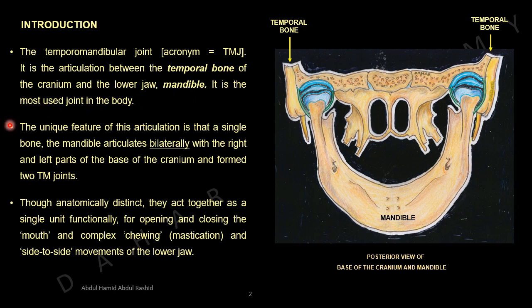The unique feature of this articulation is that a single bone, the mandible, articulates bilaterally with the right and left parts of the base of the cranium and forms two temporomandibular joints. Though anatomically distinct, they act together as a single unit functionally for opening and closing the mouth, complex chewing, that is called mastication, and side-to-side movements of the lower jaw.